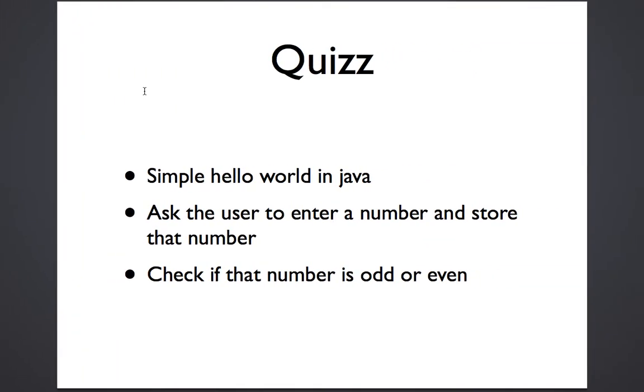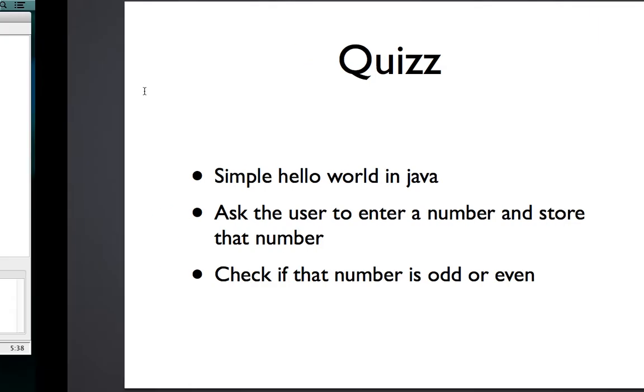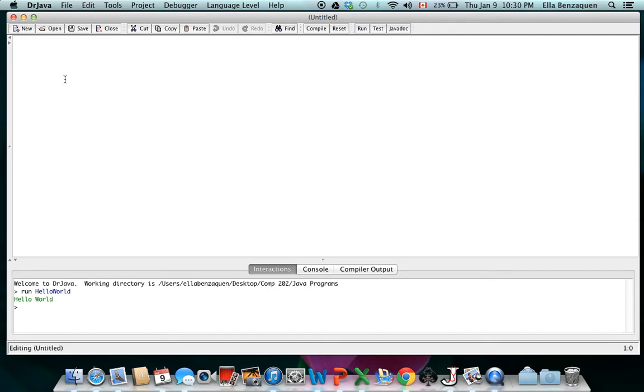Now the next question is ask the user to enter a number and store that number. So in order to get a number entered, we need to import a Scanner, which is an input system, from the Java utilities. So we're going to start with that. Import from java.util the Scanner. And then we're going to create our public class, we'll call it Number. And we want that class to have a public static void main of String args.